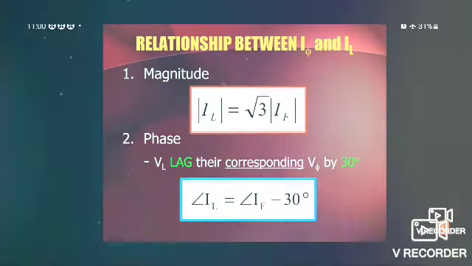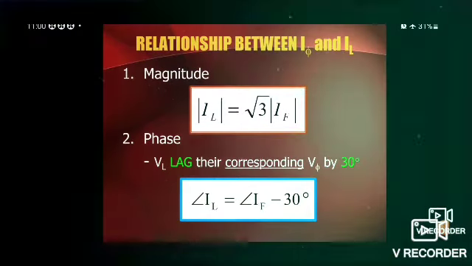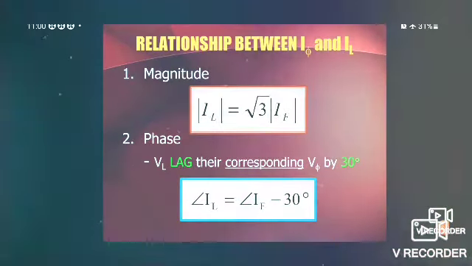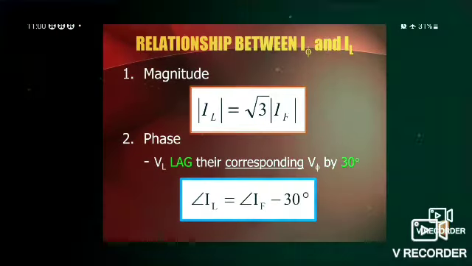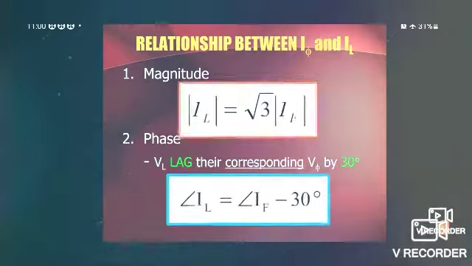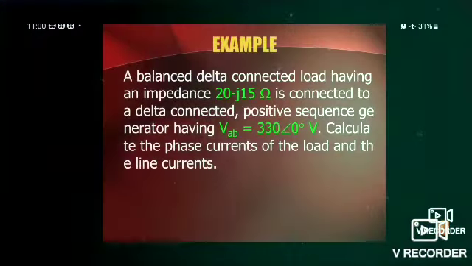It is the formula which is used for the relationship between phase current and line current. It should be memorized for solving problems. IL equals root 3 I phase, that is IL equals root 3 IF with angle minus 30 degrees. So IL is root 3 I phase.